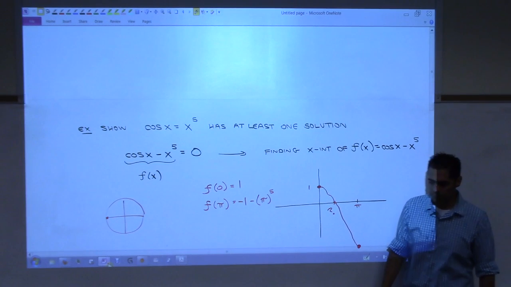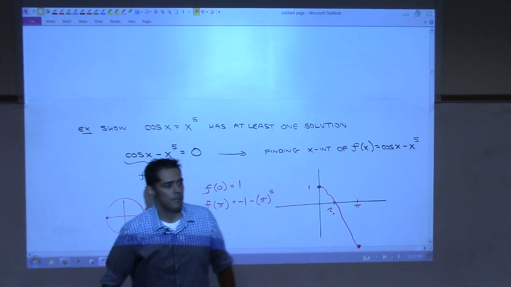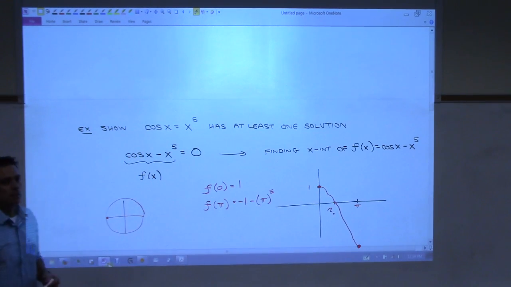Yes? When you put it in Wolfram Alpha, did it show the cosine of x as a graph and then x to the 5th power as a graph? It may have. I don't recall. Did it?